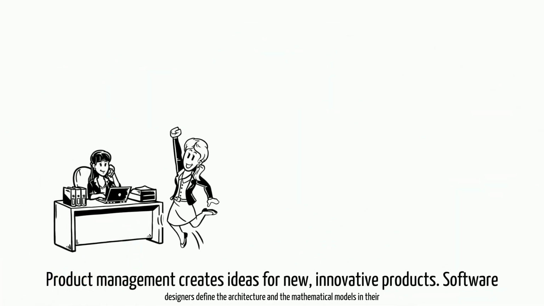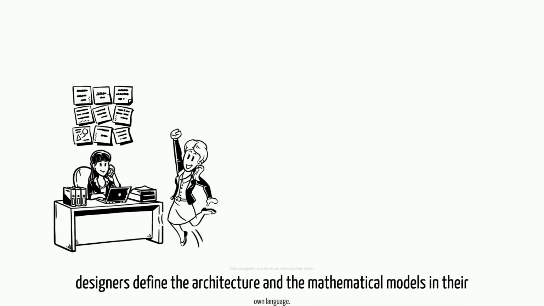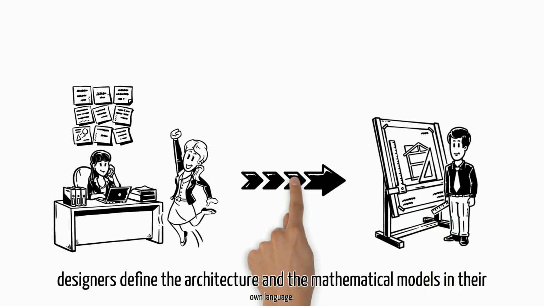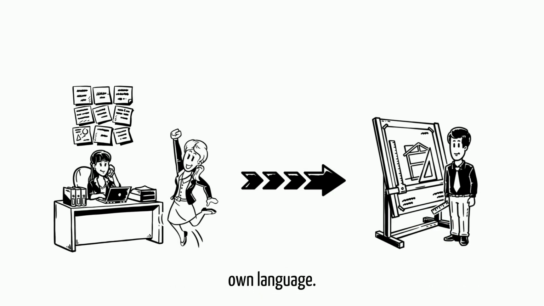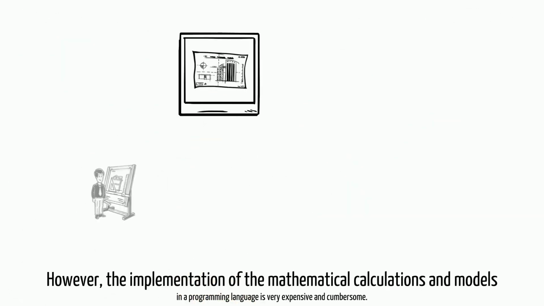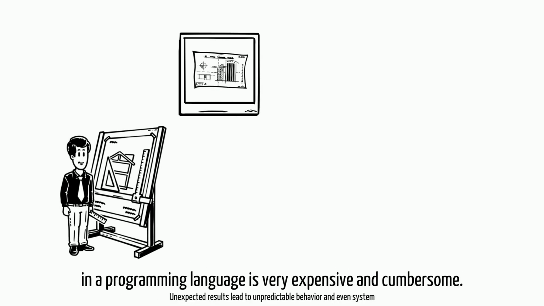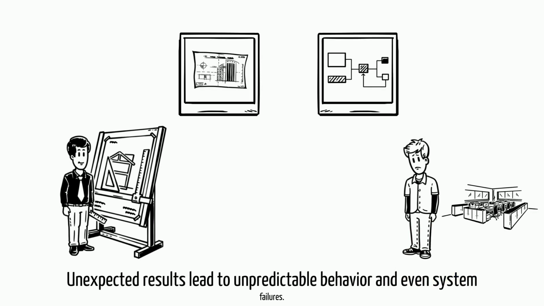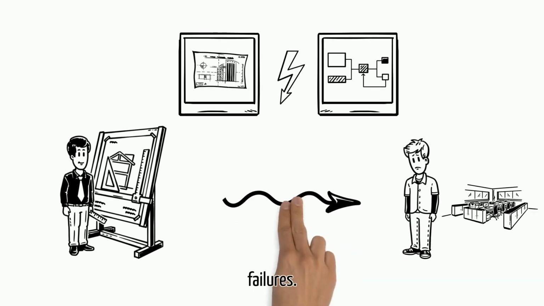Product management creates ideas for new, innovative products. Software designers define the architecture and the mathematical models in their own language. However, the implementation of the mathematical calculations and models in a programming language is very expensive and cumbersome. Unexpected results lead to unpredictable behavior and even system failures. This leads to long development times and ultimately to dissatisfied customers.